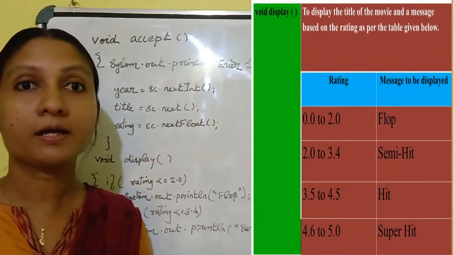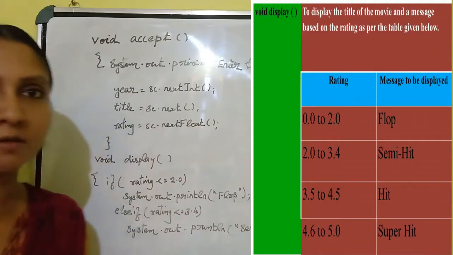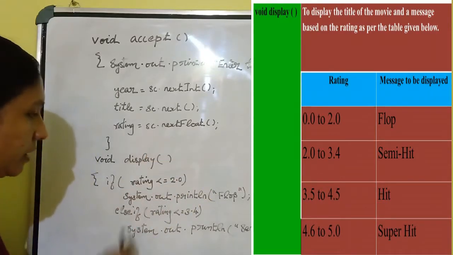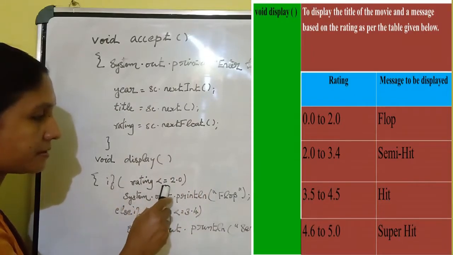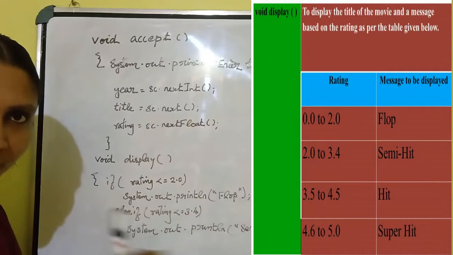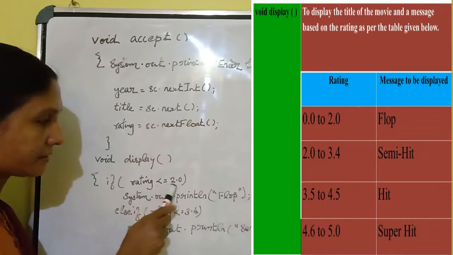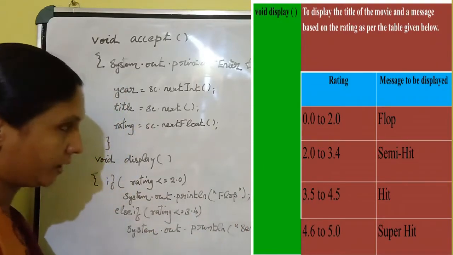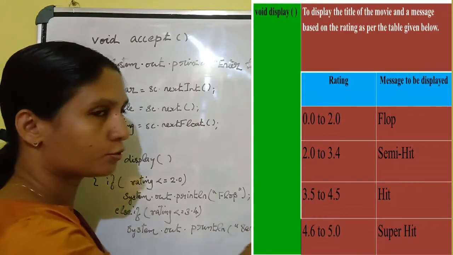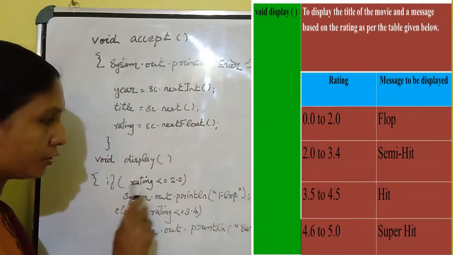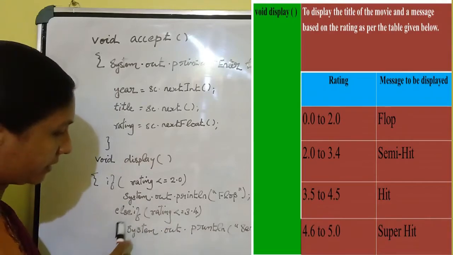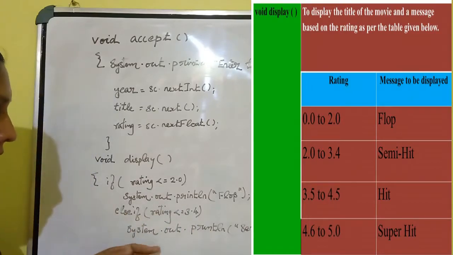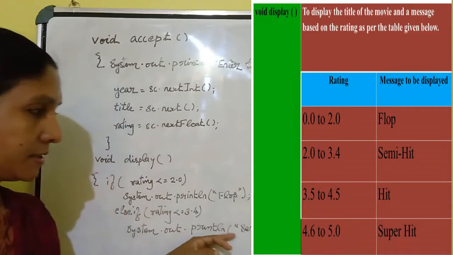Then we will use the if condition, because for this purpose we are using an if else if statement. To mention the condition, Java provides the if statement. So you have to write: if rating less than or equal to 2.0, then System.out.println flop. Then what's the next condition? 2.0 to 3.4. Since 2.0 is already checked, we can write else if rating less than or equal to 3.4. Okay, up to there. Then what's the message? We have to print semi-hit.